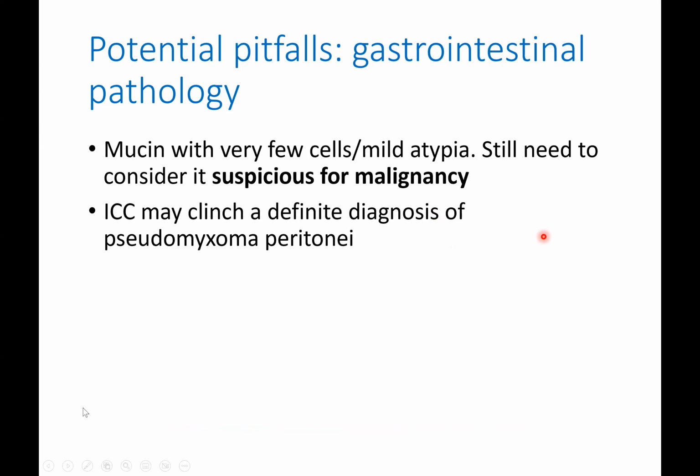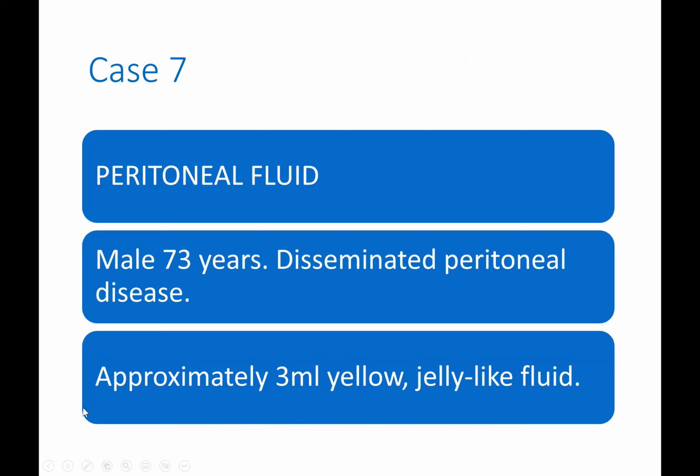As well as gynecological samples, gastrointestinal pathology can also present some pitfalls. According to the international system, if we see mucinous samples with very few cells showing mild atypia, we still need to consider it suspicious for malignancy, in particular diagnosis of pseudomyxoma peritonei, which may then be clinched on immunocytochemistry.